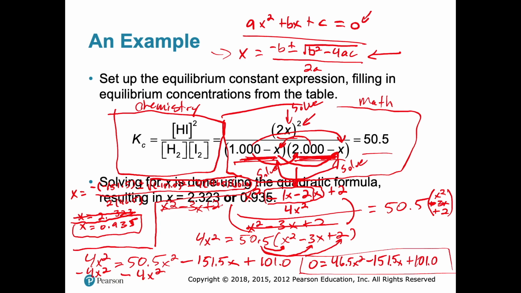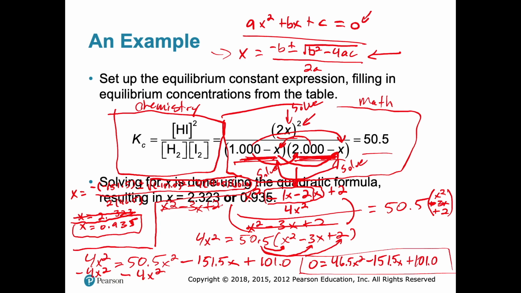Okay? Think about this. In math, they just give you numbers and you just figure things out. But in chemistry, it's about problem solving. You've got to use your common sense and figure out what's not possible and what is possible. It's not possible to subtract 2.323 molar from 1 molar or from 2 molar. But it is possible to do what? Subtract 0.935 molar from 1 molar or 2 molar. You've got to think about this in chemistry terms, okay?